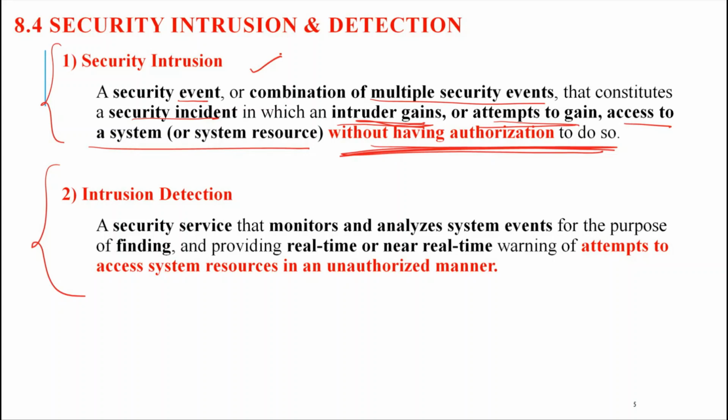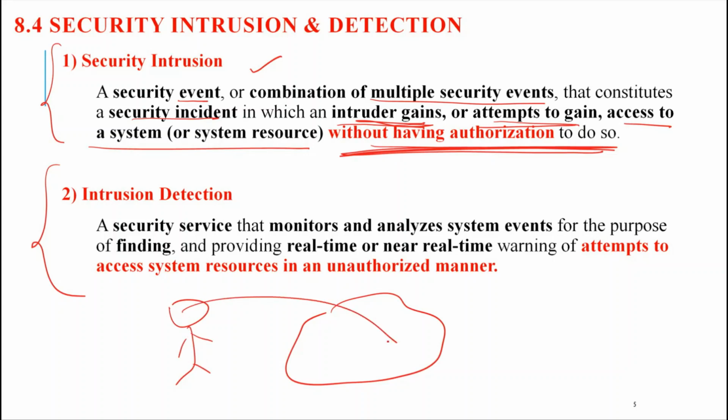What does intrusion detection mean? We have to find out that somebody has entered your network or your machine. For example, this is my network. An unauthorized person, from inside or outside, anywhere, is entering my network and using it. You have to detect it and find it. That is intrusion detection.